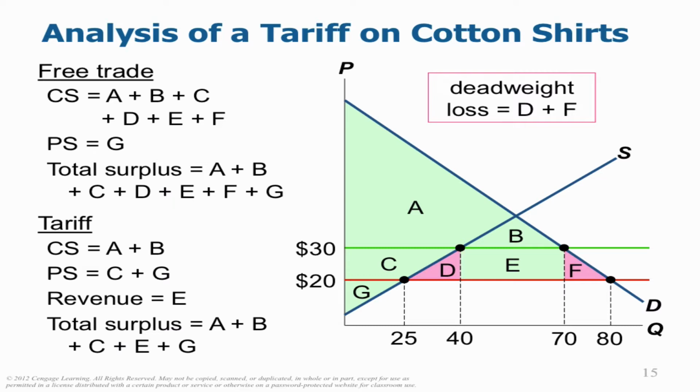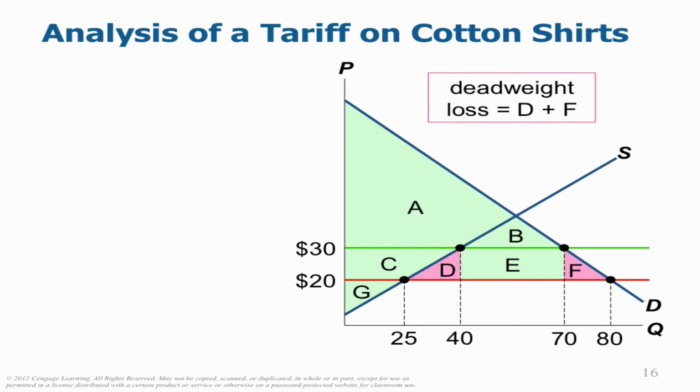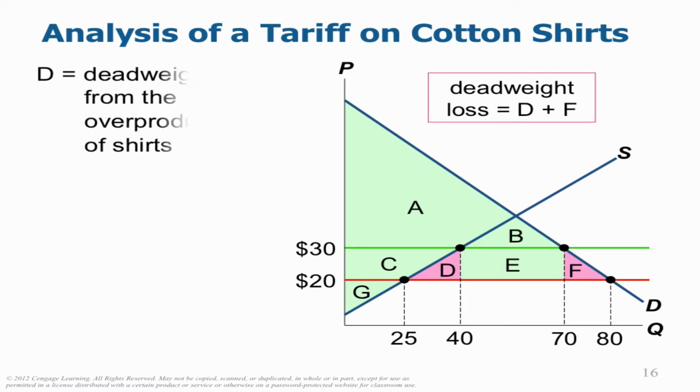There are practice problems at the end of the chapter that ask you to do this. You will have to do this on your chapter quiz. I suggest you start the chapter problems tonight. All right. Dead weight loss here represents overproduction of shirts.